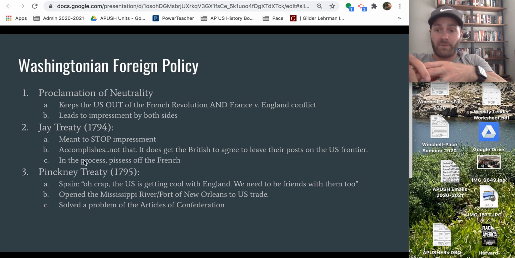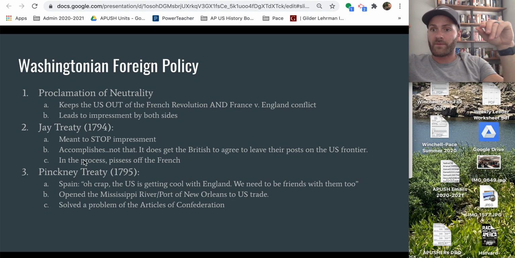But good news, because we negotiated a treaty with England, that scares the Spanish. Spain's like, oh, this is worrisome. If the U.S. and England are getting in good, right? England has control of Canada, U.S. has control of the U.S. Like that's worrisome for us as the other European power that still has big colonies there in the Western Hemisphere. Spain just gives the U.S. what they want without really a negotiation in the Peace Treaty. Spain, I put in quotes, oh crap, the U.S. is getting cool with England. We should be friends with them too, so we don't get caught in this conflict.